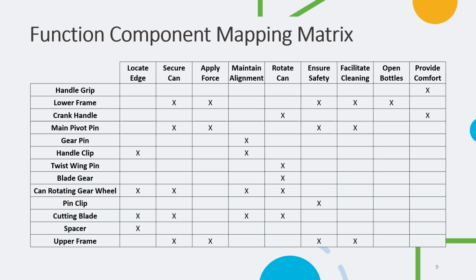This slide shows the function component mapping matrix, which illustrates which product functions are realized by which components. The rows represent the components of the can opener, and the columns represent the terminal subfunctions from the FAST diagram. As can be seen from the matrix, each component has at least one function, and each function requires at least one, but typically multiple components.